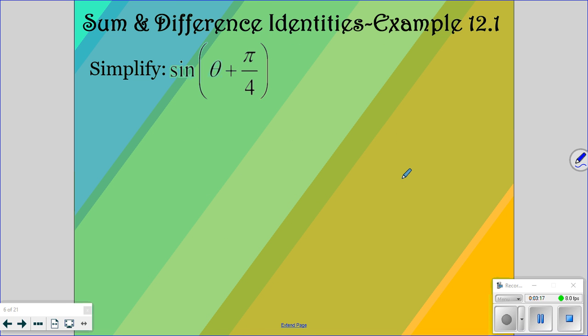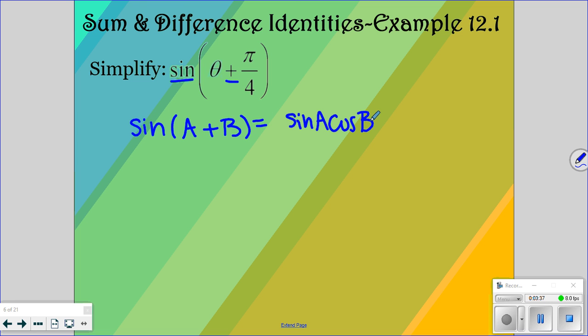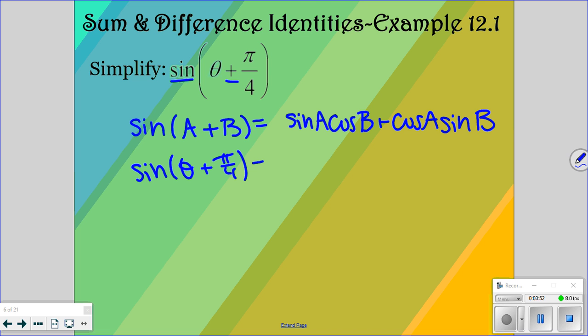Alright, so we're going to simplify sine of theta plus pi over 4. So the first step you want to do is to write down your identity you're going to use. So we're going to be using the sine of A plus B. Sine and it's plus. So that's how I know I use sine and A plus B. And so it is sine of A cosine of B plus cosine of A sine of B. And then we're going to replace our A and our B with theta and pi over 4. So we're going to have sine of theta plus pi over 4. So our A is going to be theta, and our B is going to be pi over 4.